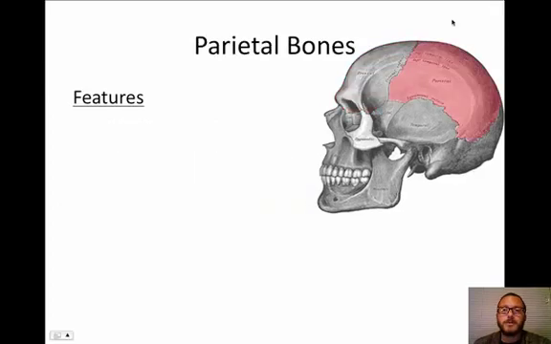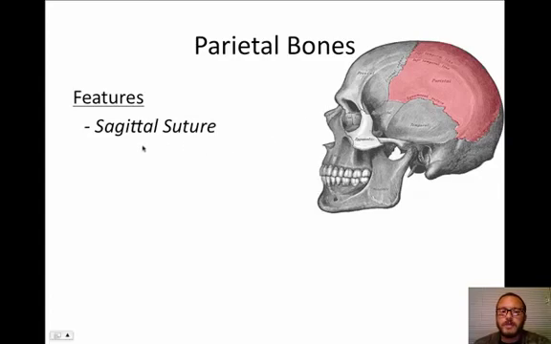Moving on next to the parietal bones. Again, what was this suture? It's called the coronal suture. So for the parietal bones, these are going to form the sides of your head. So either side, top of your skull here. Sagittal suture is what's connecting these two together.